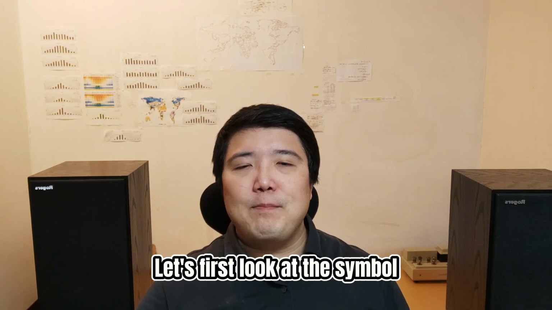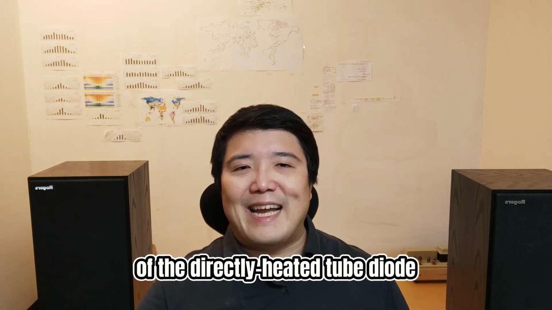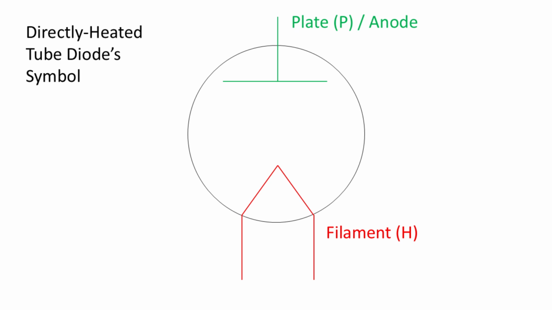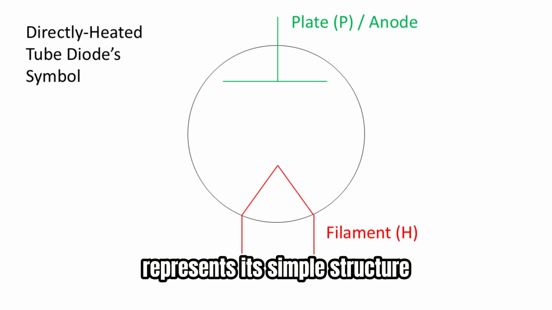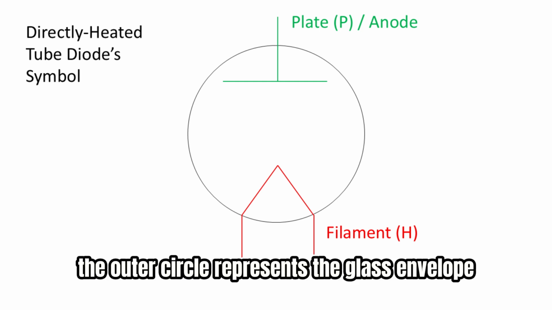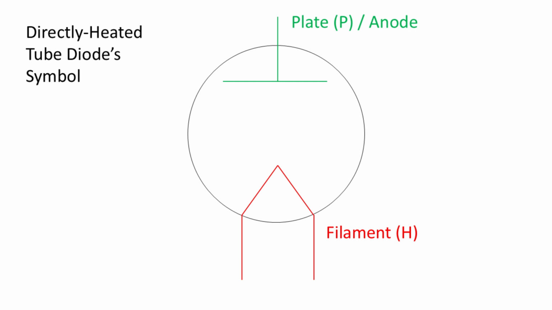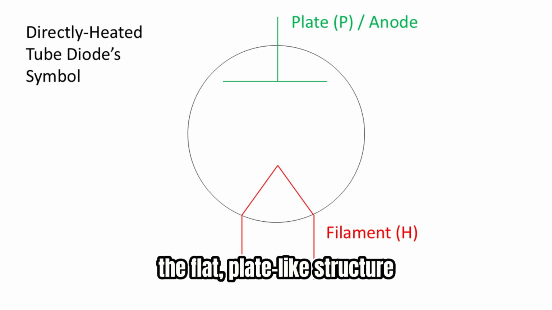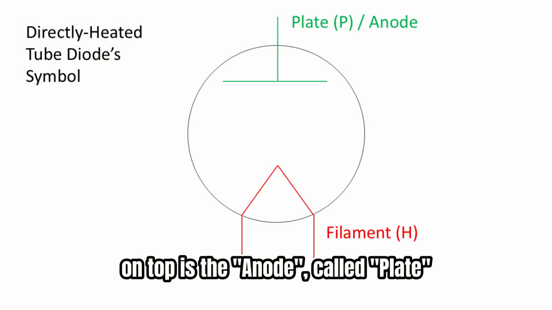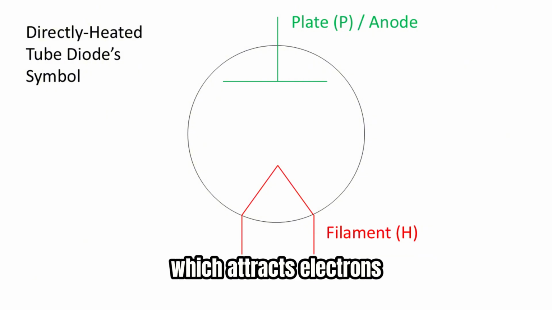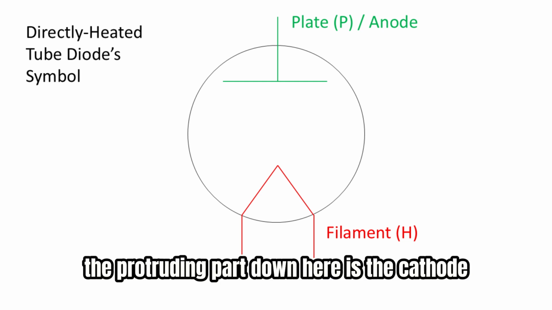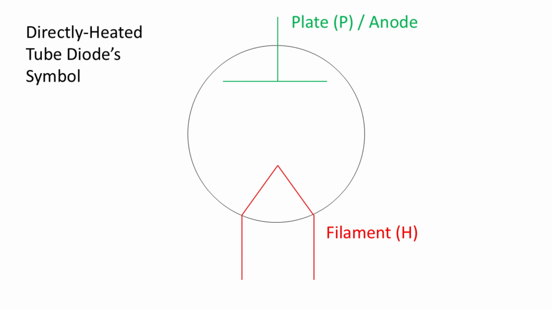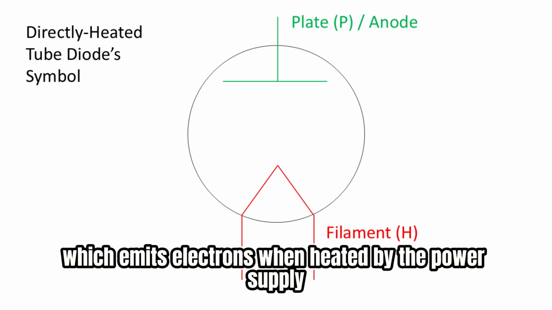Let's first look at the symbol of the directly heated tube diode. The symbol for directly heated tube diode represents a simple structure. The outer circle represents the glass envelope. The flat plate-like structure on top is the anode, called plate, which attracts electrons emitted by the cathode, called filament. The protruding part down here is the cathode, called filament, which emits electrons when heated by the power supply.